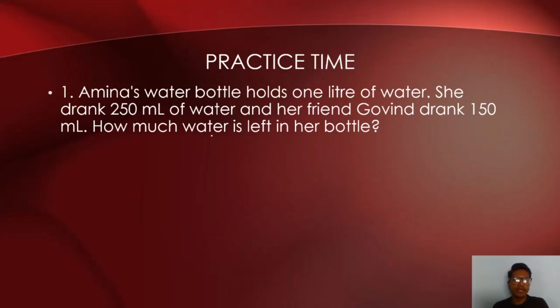And her friend Govind drank 150 ml. So from 1 liter of bottle, two friends drank 250 ml of water and the other one 150 ml of water. How much water is left in the bottle? So your answer will be 1000 minus 250 minus 150 equals 600 ml, right?